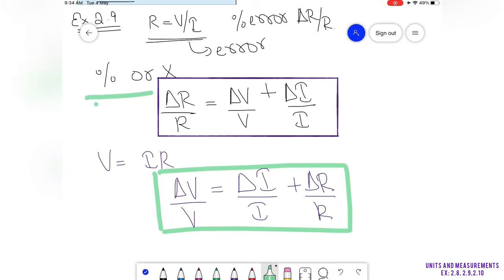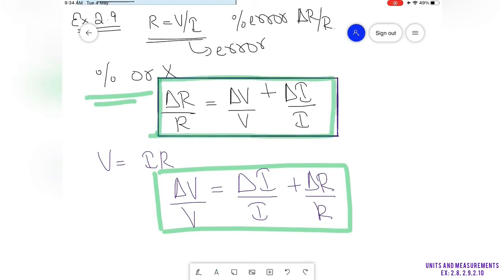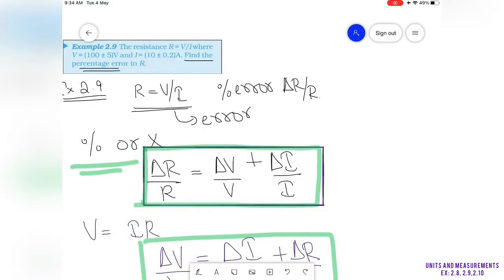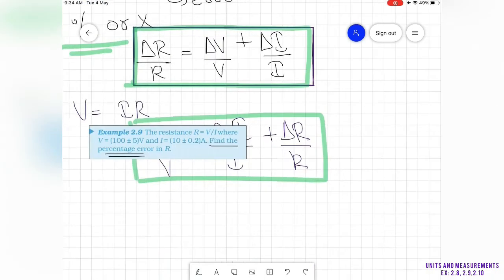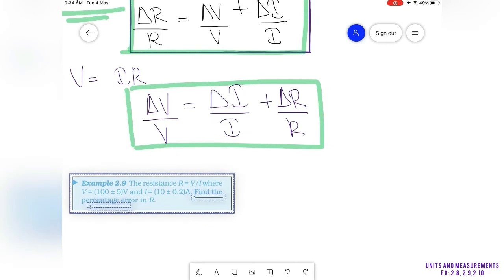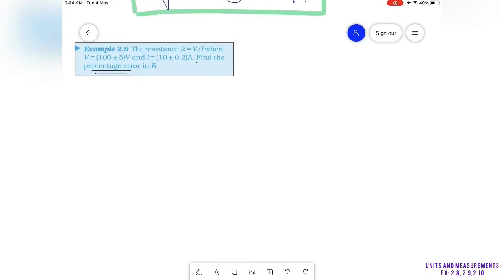Now let's go to the question. So this is the formula for division or multiplication. Now let's go to the question. So the question here is, resistance is given, value of V and I is given, find the percentage error in R. Let's note down the values.